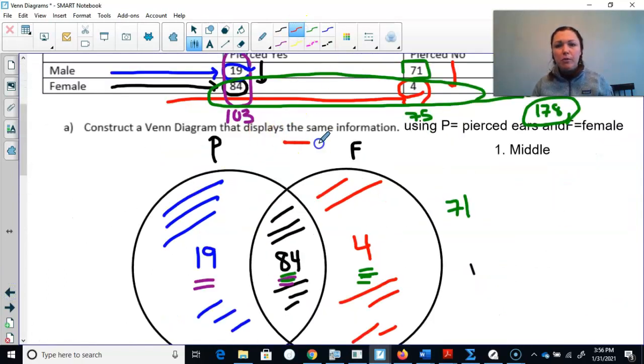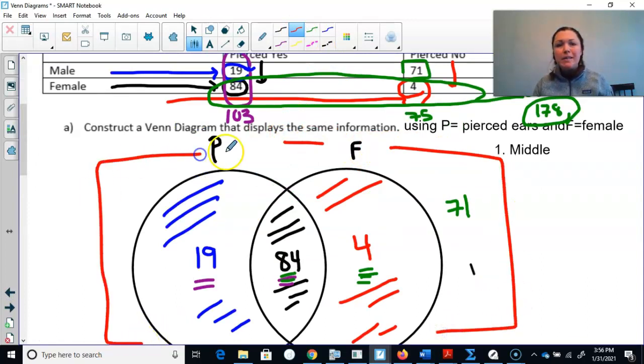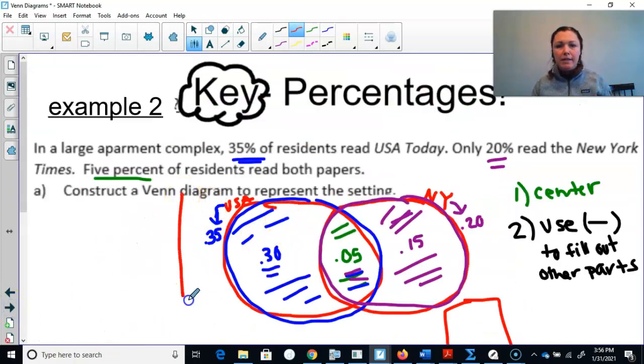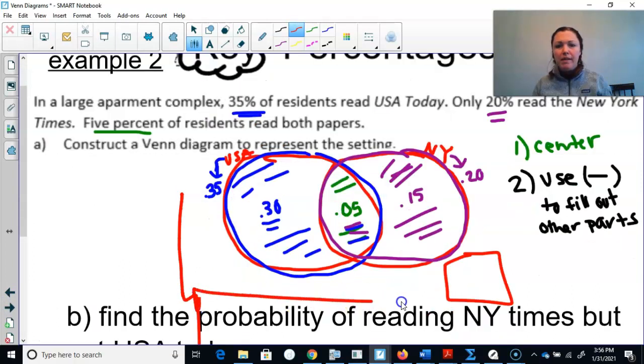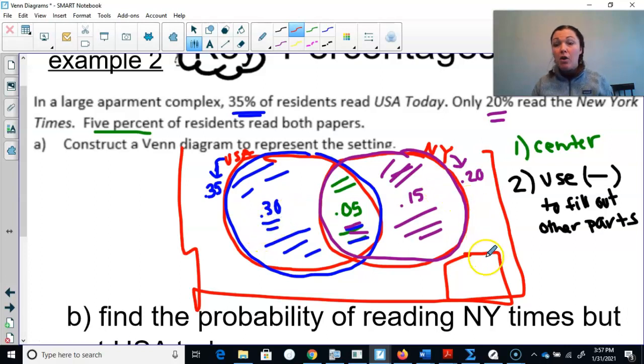Usually what we do is we put a rectangle around the Venn diagram, because this represents the sample space, everything that could happen, all the different possibilities. The same thing has to happen here, guys. If I make a rectangle here, this has to represent all the possibilities and it has to add up to 100%, or the total counts like in the previous problem.